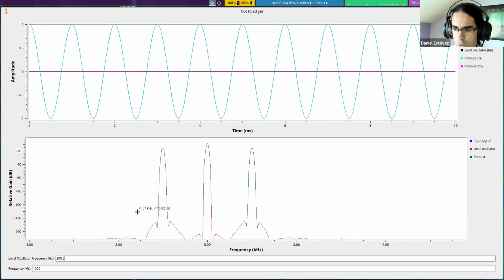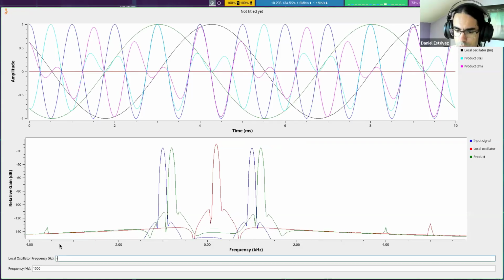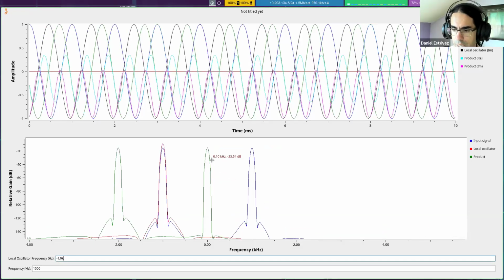If I set this to 200 as earlier, then these two blue signals are shifted up by 200. If what I want is to shift this one down to 0, I can use minus 1000 in here. My local oscillator is at minus 1000 as before, but because my input is real, the positive component goes to 0, and the negative component remains. It's now at minus 2 kilohertz, and this is an unwanted output. We want to get rid of it.